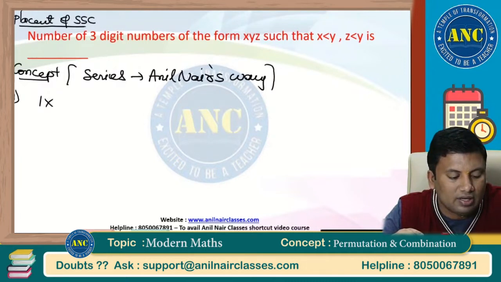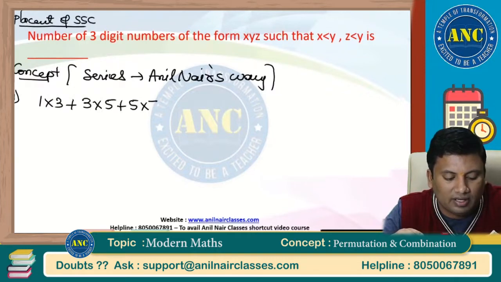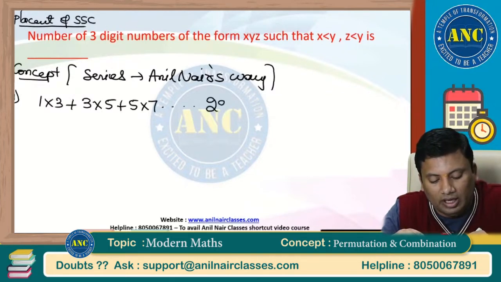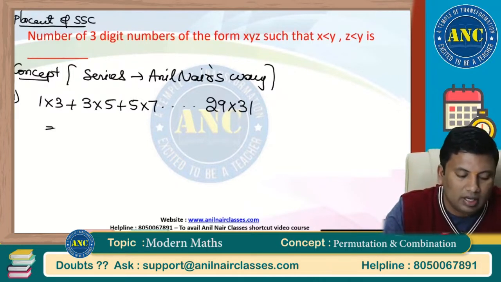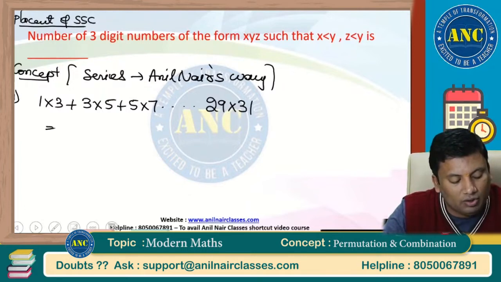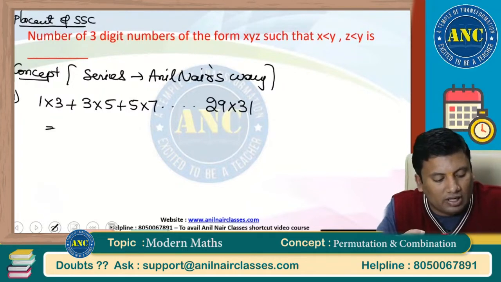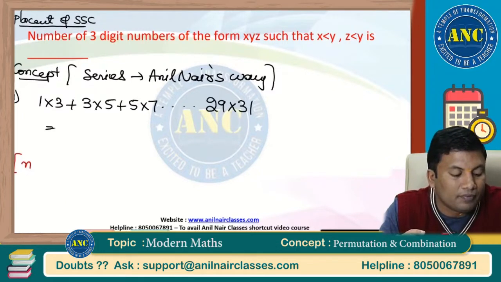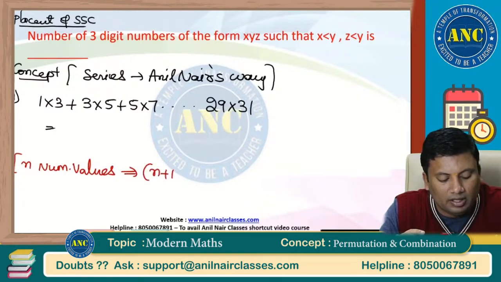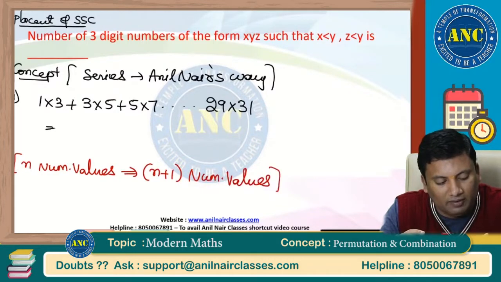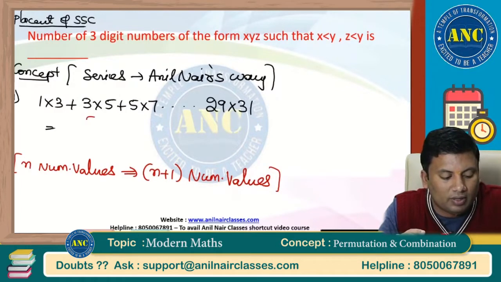I will repeat it. 1 into 3 plus 3 into 5 plus 5 into 7 and so on up to 29 into 31. I told you in the previous classes how you can write this answer orally. What is the shortcut? If n numerical values are there, make them n plus 1 numerical values.